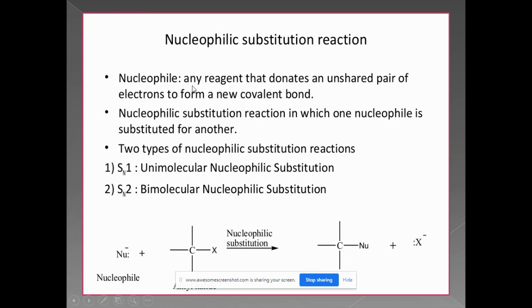Today we are going to discuss nucleophilic substitution reaction. Nucleophile. What do you know about nucleophile? A nucleophile is any reagent that donates an unshared pair of electrons to form a new covalent bond. So the nucleophile is a negatively charged species which attacks the electrophile, and thus forms a covalent bond to generate a very stable compound.